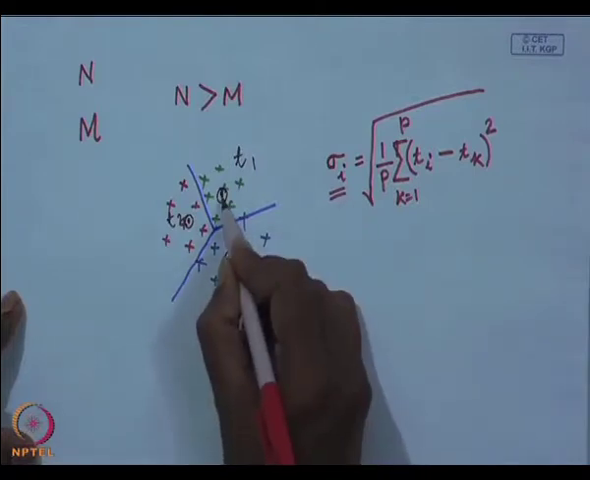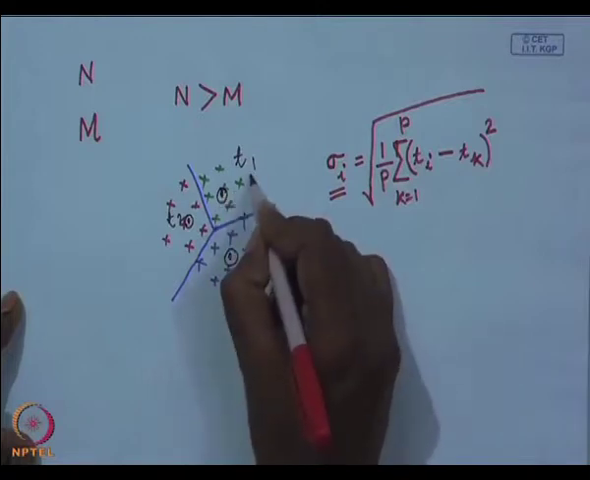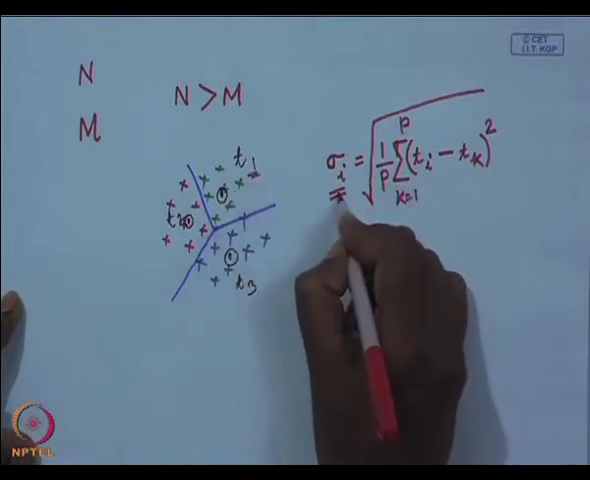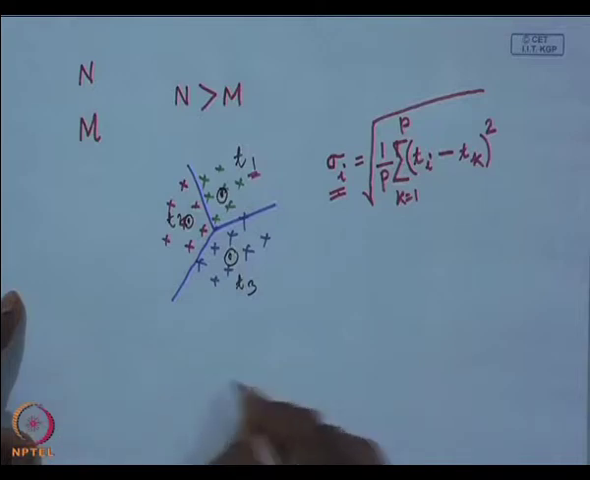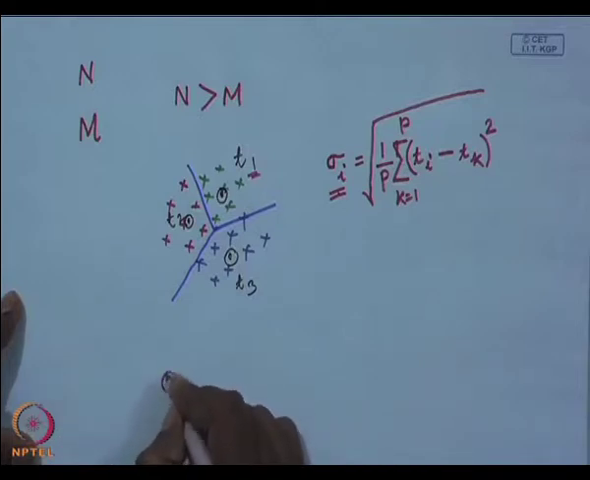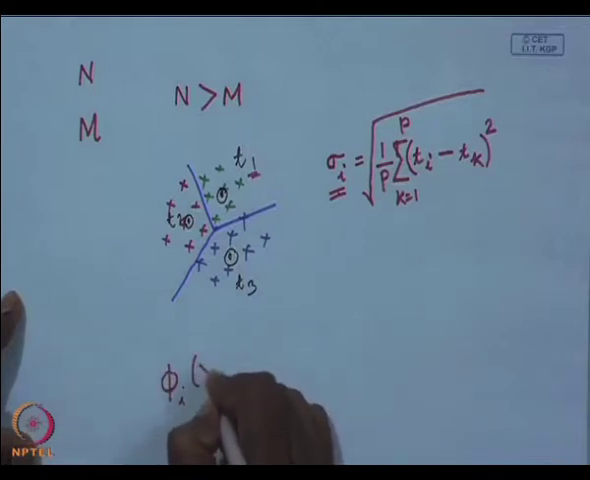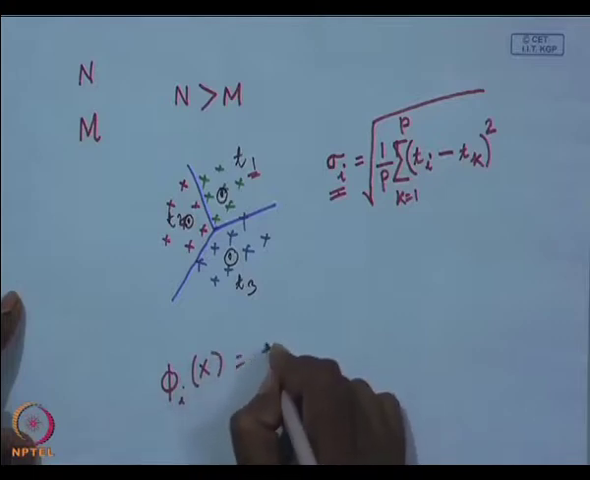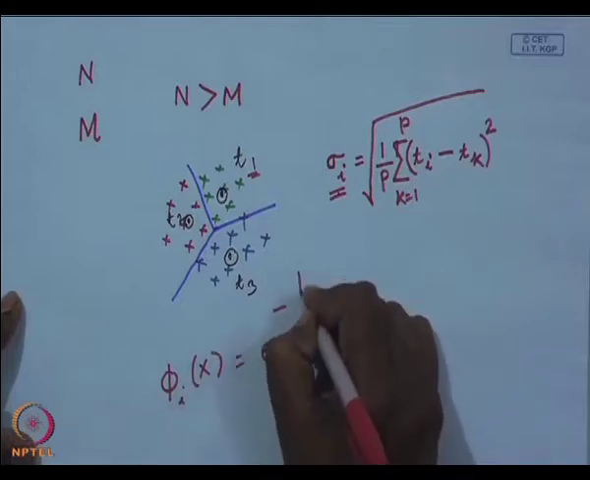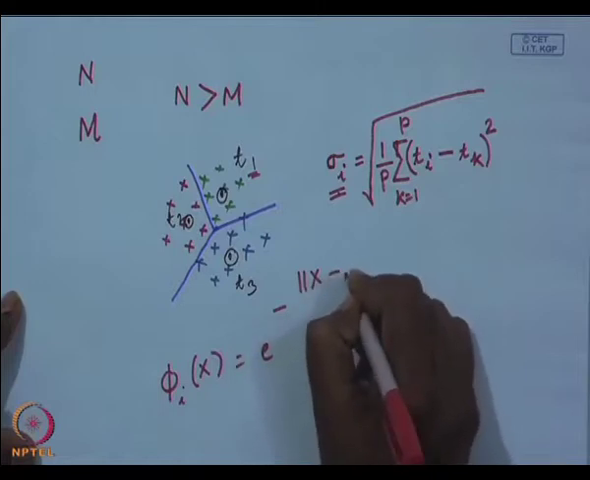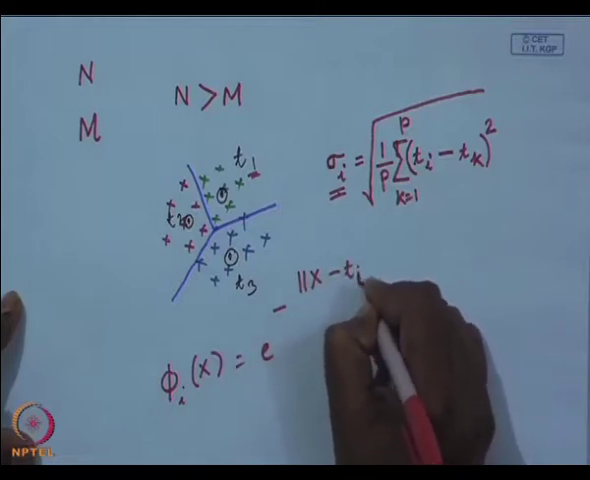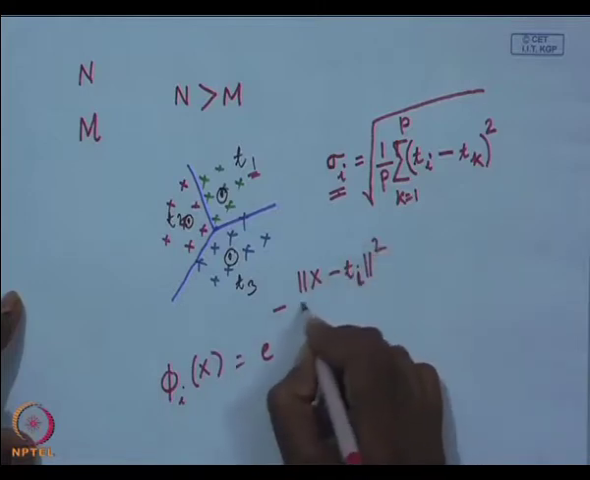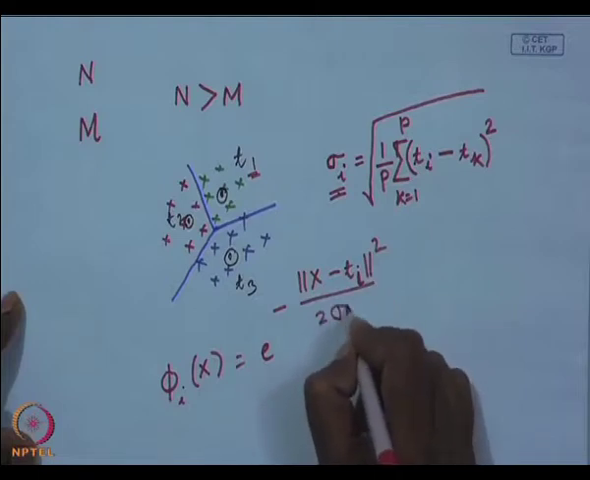So, for every ith radial basis function I have T I and I have sigma I, and once these two are known, my radial basis function phi I of x is simply e to the power minus x minus T I square upon 2 sigma I square.